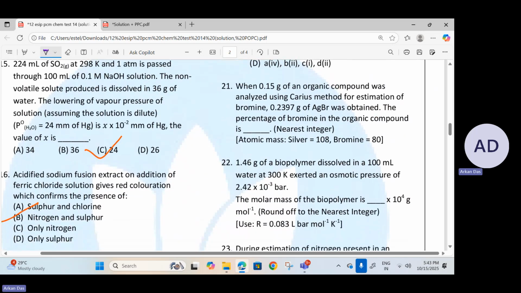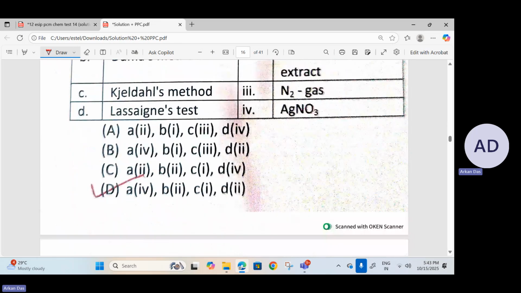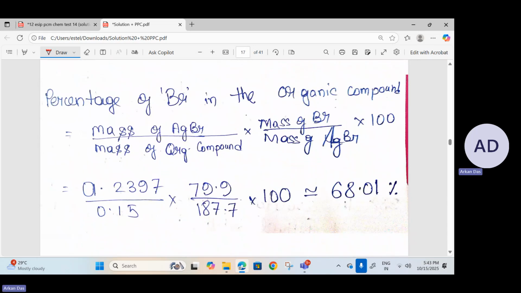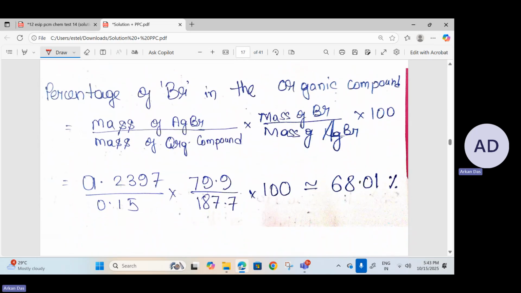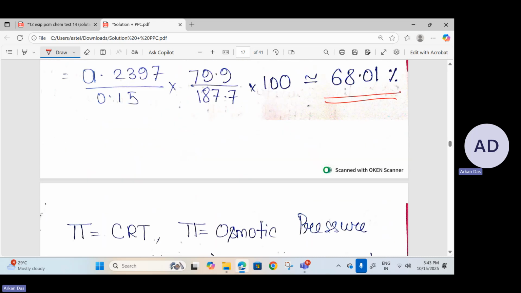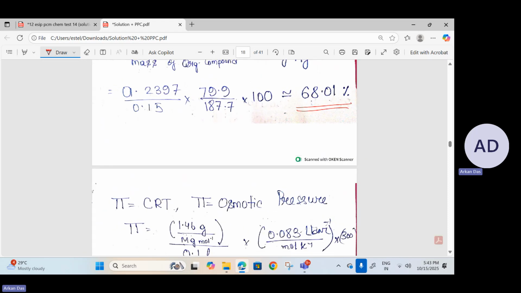When 0.15 gram of organic compound was analyzed using Carius method for estimation of bromine, 0.2397 gram of AgBr was obtained. The percentage of bromine in the organic compound, very easy question. So in this question, we can easily go for this, where they are saying percentage of bromine in the organic compound, that is mass of AgBr divided by the mass of organic compound, multiplied by mass of Br by mass of AgBr into 100. Direct formula we are using, we are putting the values and we are getting the answer to be 68.01%. Very easy question. So let's go for next.